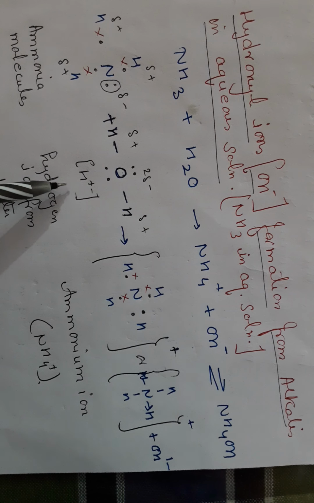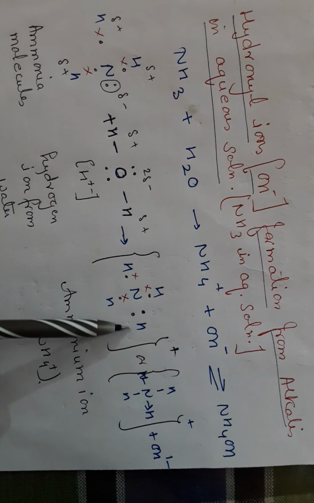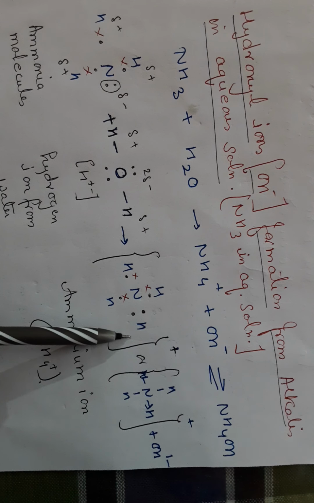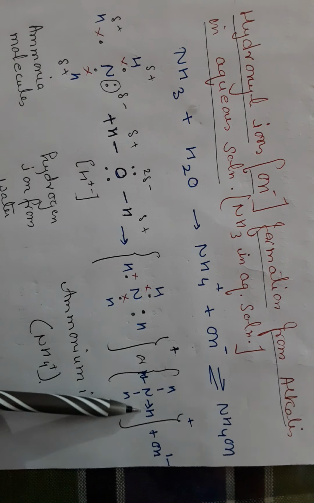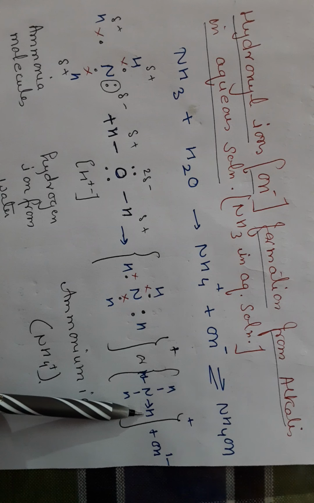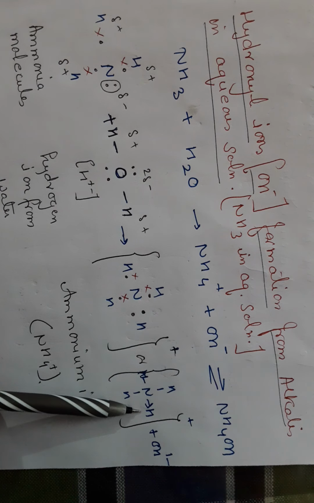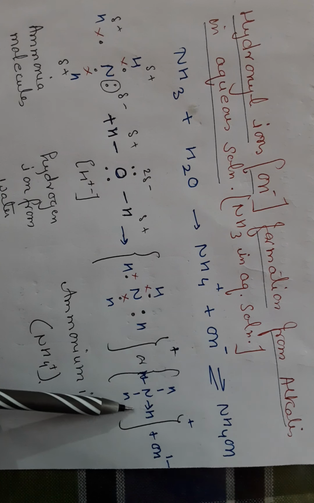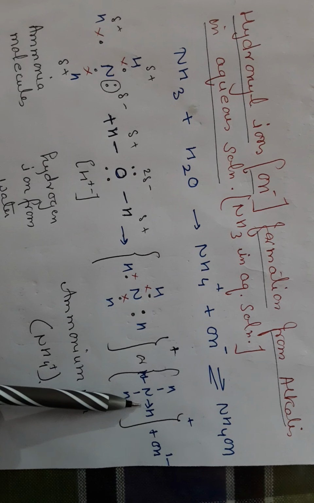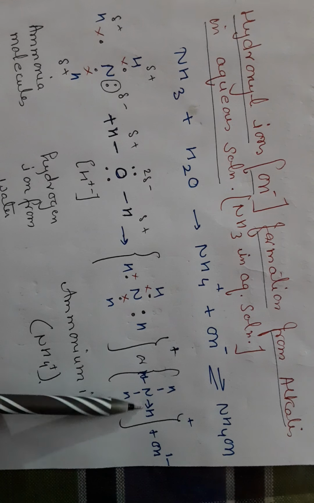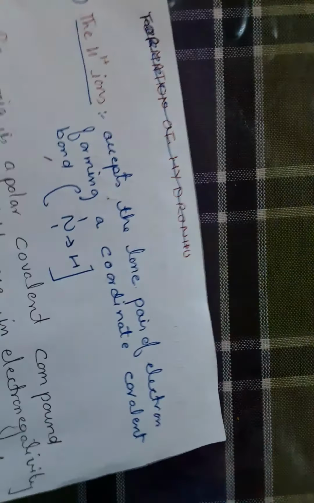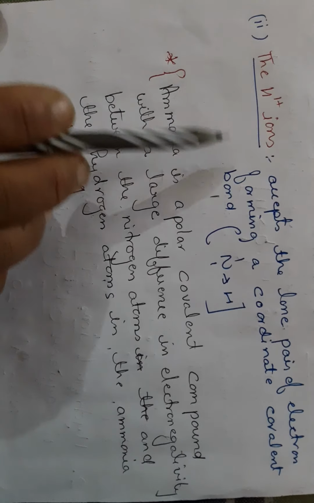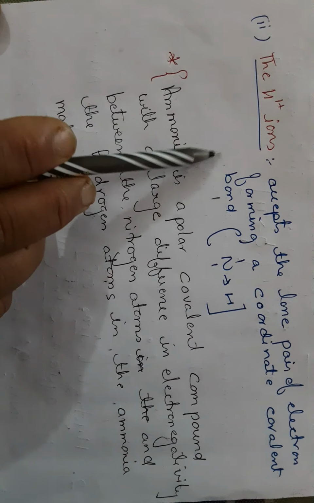Next, the hydrogen ion accepts the lone pair of electrons and forms a coordinate covalent bond. Understood? Here the hydrogen ion accepts the lone pair of electrons and forms a coordinate covalent bond.